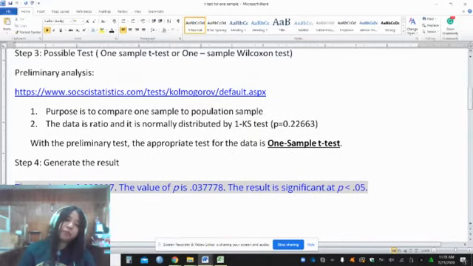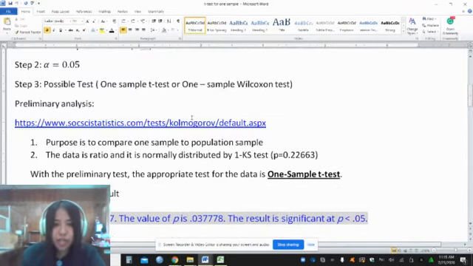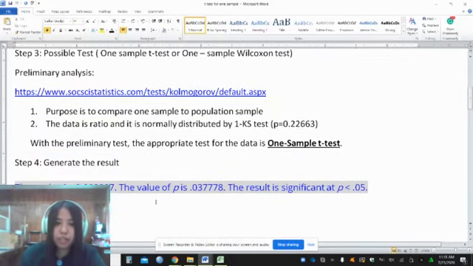Using the preliminary tests, like checking the objective of the question to compare one sample to the population mean, the nature of the data, which is ratio, and also the normality, no doubt we can say that the appropriate test for the data is the one sample t-test. In case we did not satisfy any of these, then we're going to use the one sample Wilcoxon test. So let us also generate the result.